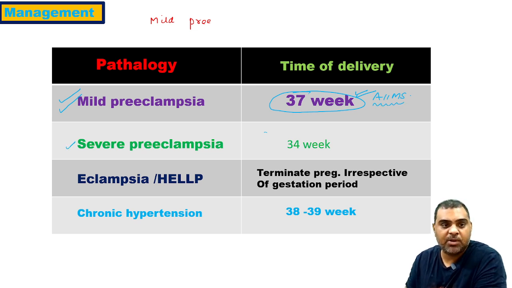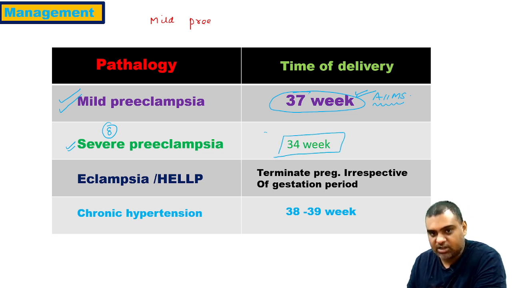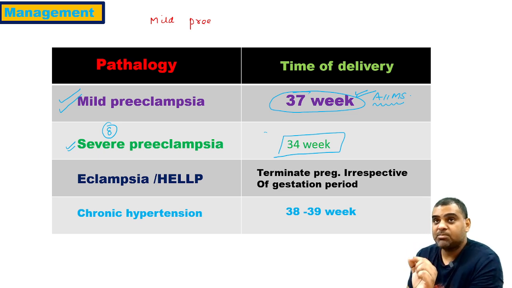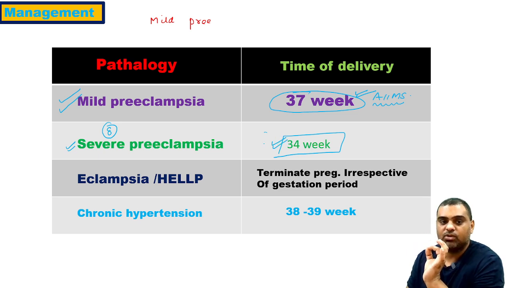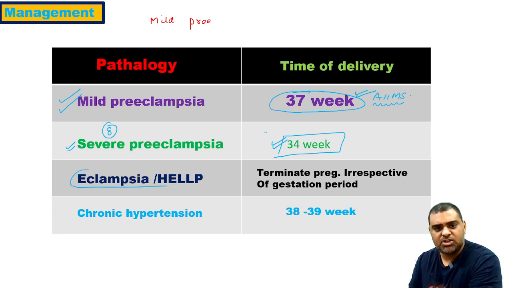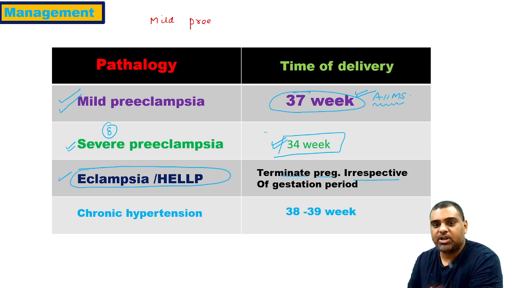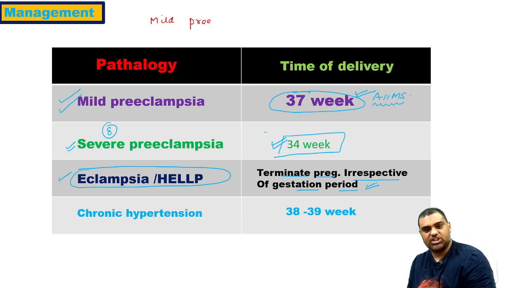If there is severe preeclampsia, that is any of the 8 signs is present, the best time to deliver is 34 weeks. I have told you, if we look for the signs of severe preeclampsia, and if severe preeclampsia is present, we will deliver the baby at 34 weeks. If there is eclampsia or HELLP syndrome, then terminate the pregnancy irrespective of the gestational period.